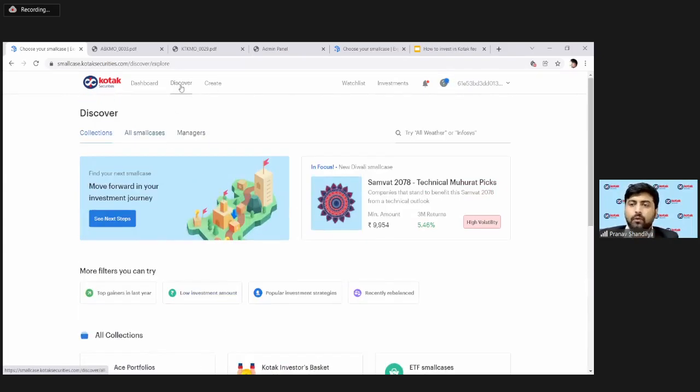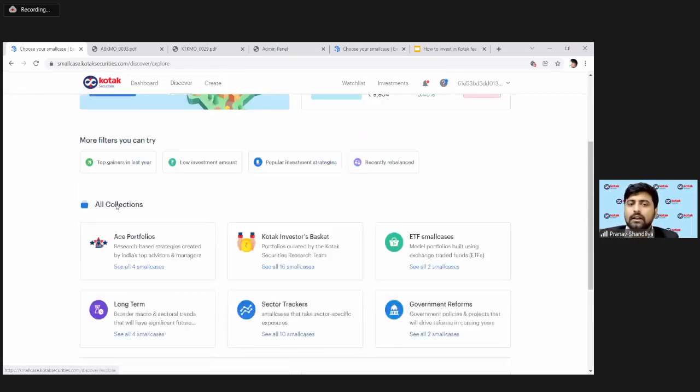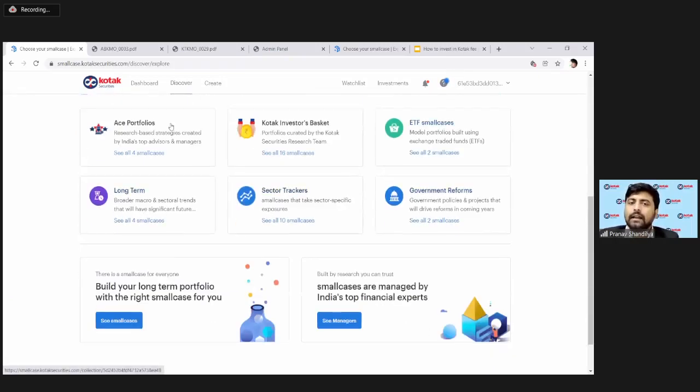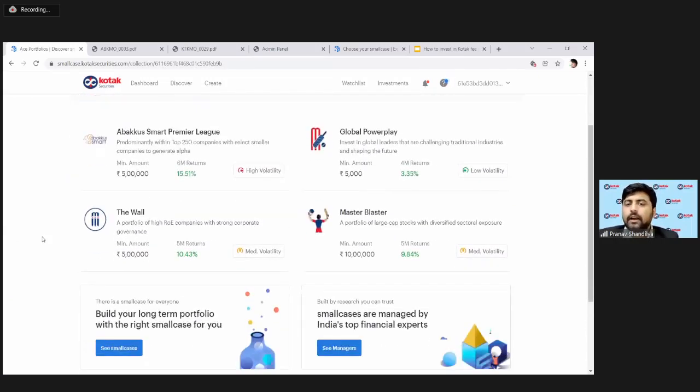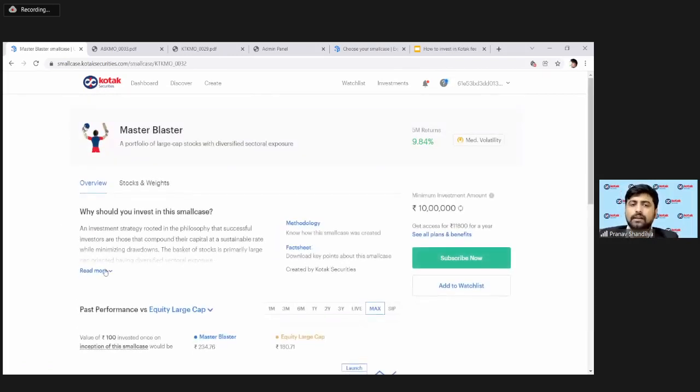So again, if you want to figure out where these portfolios exist, you'll have to click on Discover, Collections, scroll down, and then head over to ACE portfolios. And over here, you can see Master Blaster. So Master Blaster is again a small case basket or a Kotak basket in which the investment is happening across a variety of sectors and at the same point of time only in large cap stocks in these particular sectors.